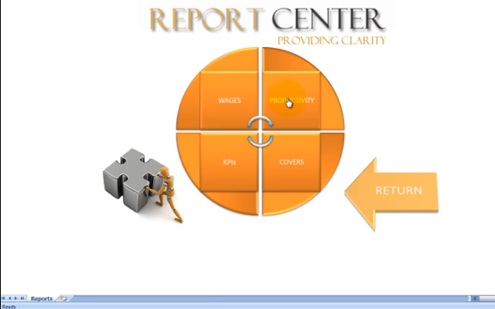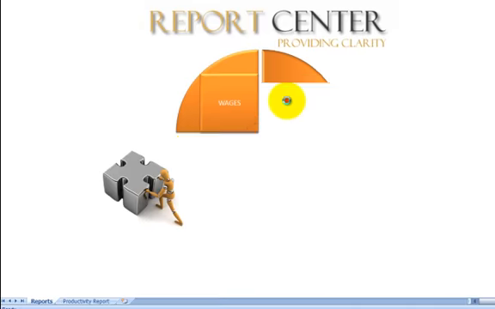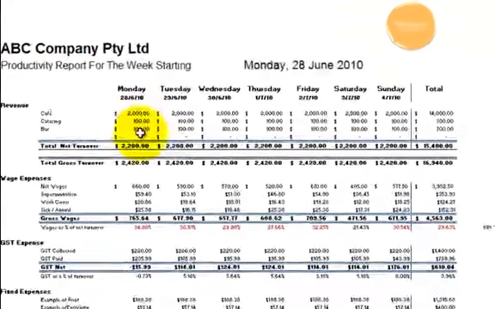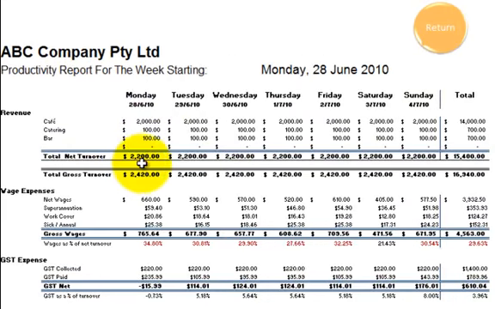And probably the most useful of all these reports is our productivity report. In our productivity report, we have our revenue listed up the top. You'll see Monday, we have our total net turnover, Tuesday all the way through to Sunday, and then our total for the week. We also have a gross figure for each day, which will include your GST.